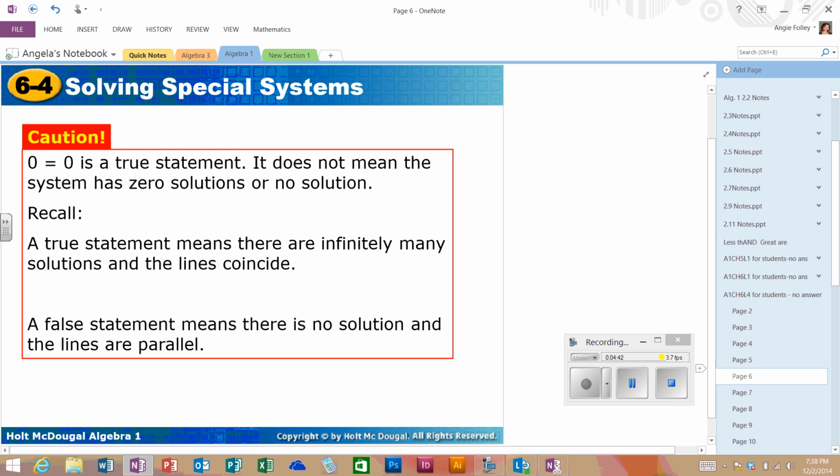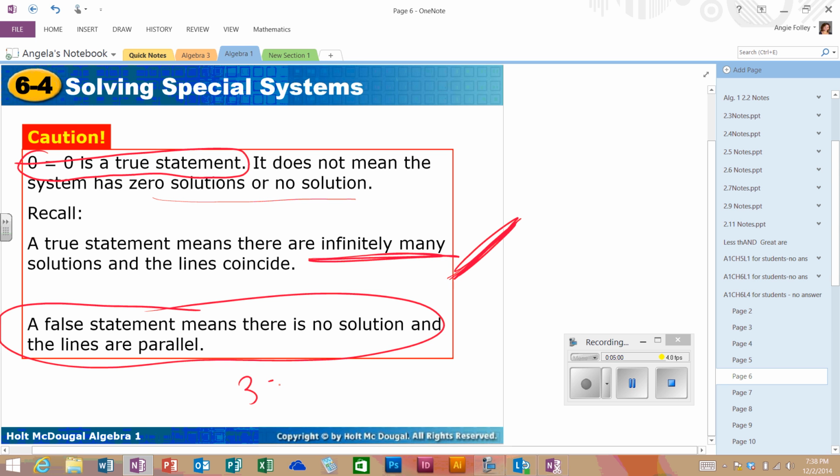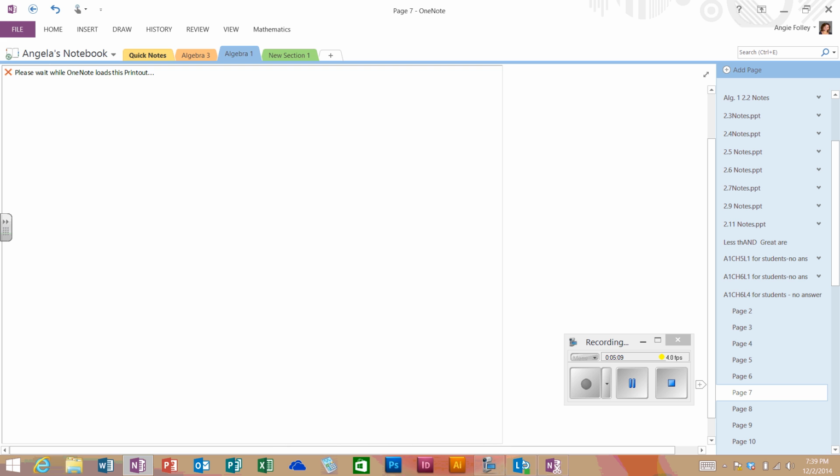Just remember, be careful. If you get something that is true, like 0 equals 0 when you solve it at the end, or 5 equals 5, it doesn't mean it has no solutions. It means that there are infinitely many on the line. They're the same line, they overlap each other. If it's something that's not true, like 3 equals 4, that is no solution because they're parallel lines. So really pay attention to this caution right here.